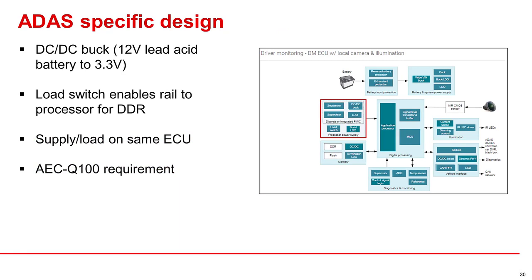We'll now go into a specific automotive load switch design for an ADAS driver monitoring system. The supply is a 12-volt lead-acid battery to a DC to DC buck to a PMIC. The load switch enables the control power rail in the processor for DDR to prevent memory from being cleared. And the supply and load are on the same ECU. There is an AEC-Q100 requirement.